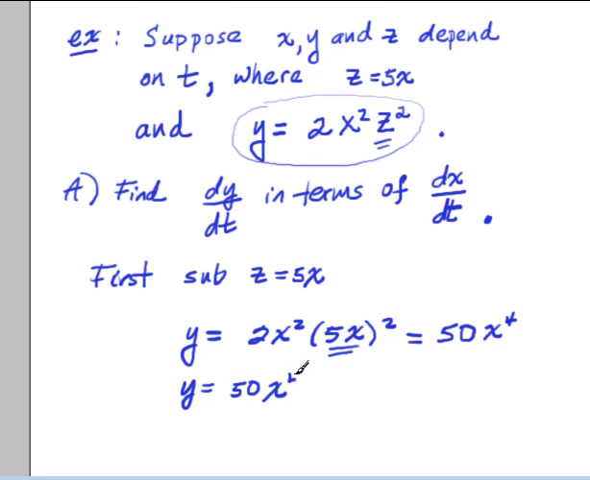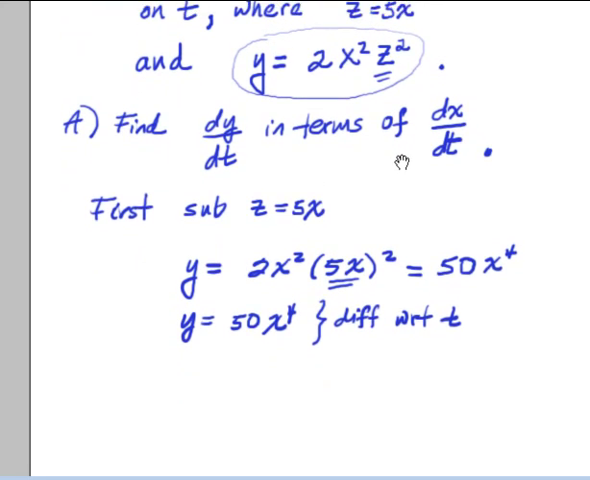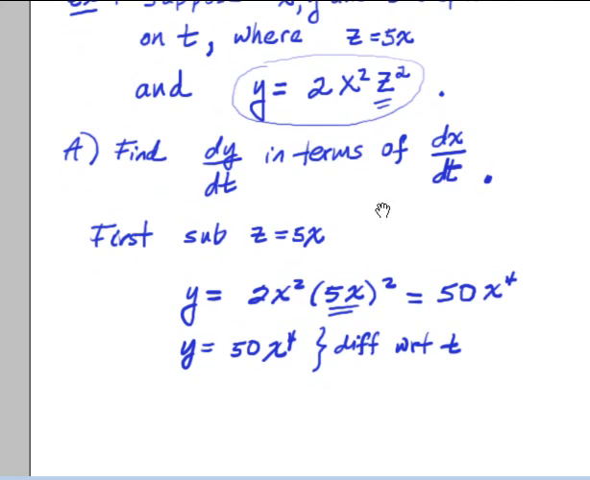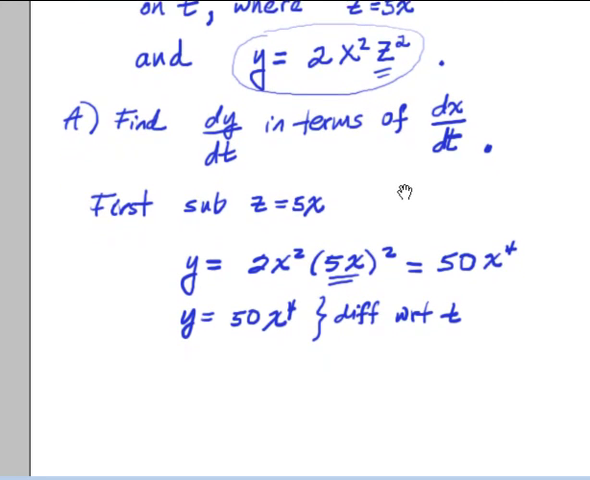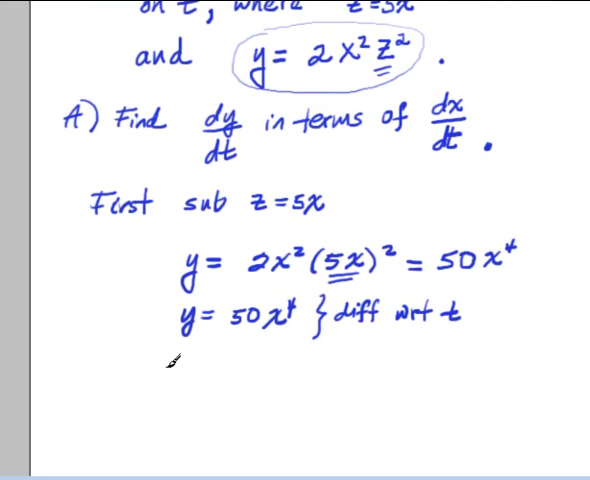And now we can easily do what we were asked to do, get dy dt in terms of dx dt. So now we can differentiate both sides with respect to t. So what we did was we first substituted, we got rid of z, because we had this little relationship here that allowed us to get rid of z. And now we're ready to differentiate both sides. So this is typical for a related rate problem.